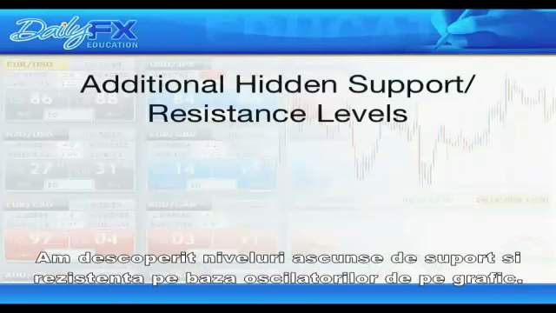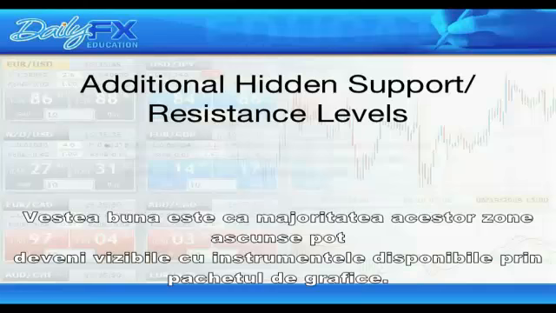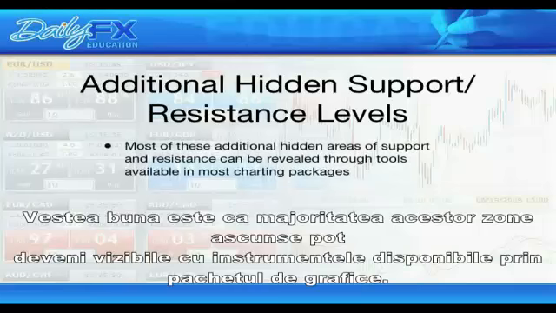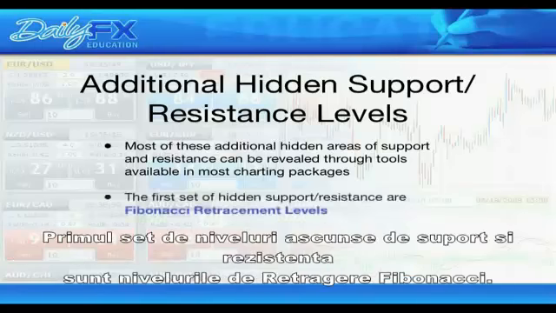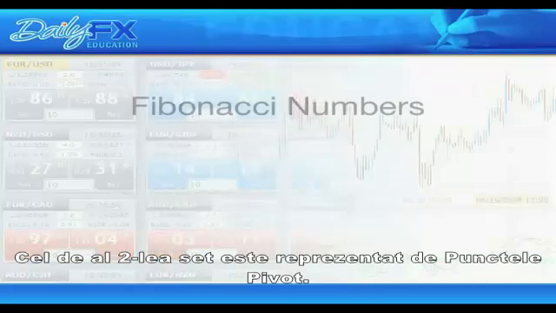We've uncovered some hidden support and resistance through oscillators on the chart. There are also hidden areas in the price area of the chart. The good news is that most of these additional hidden areas of support and resistance can be made visible through tools available through most charting packages. The first set of hidden support resistance are Fibonacci retracement levels. The second set of support and resistance levels are pivot points.